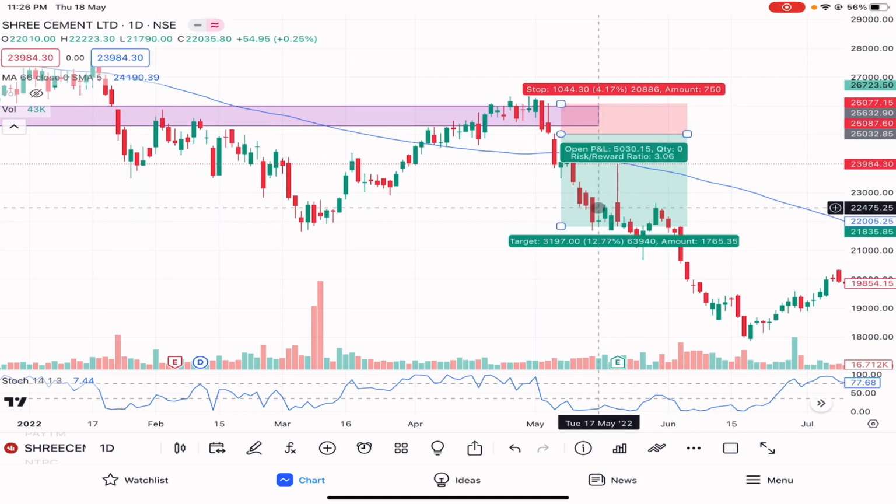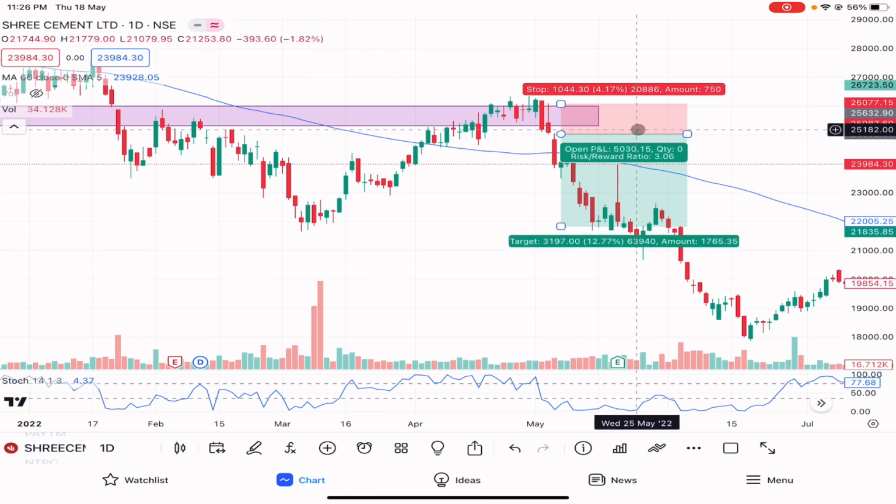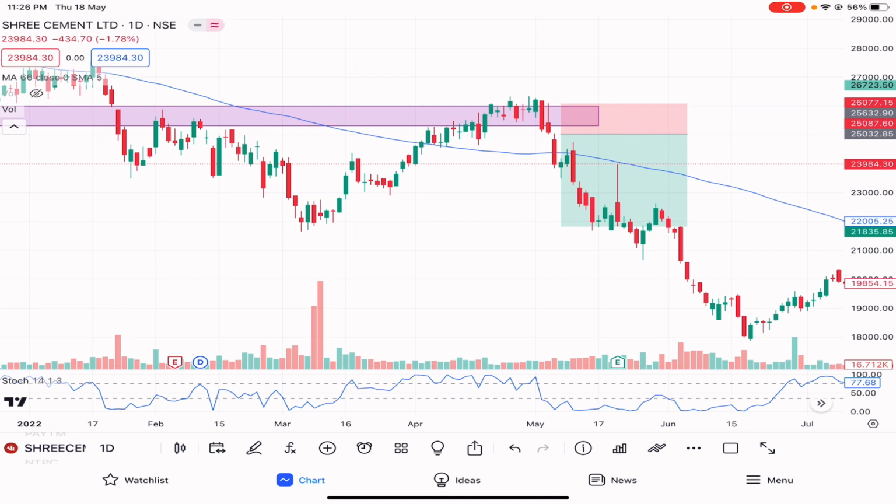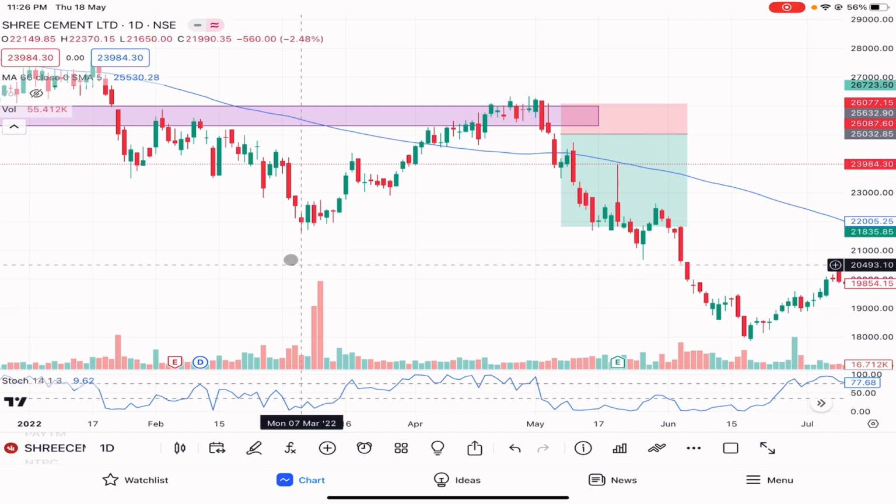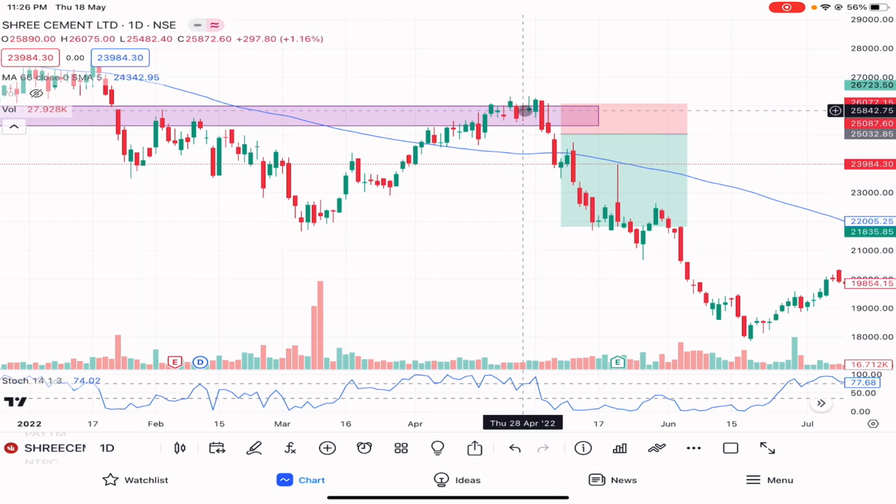Isn't that amazing? So that's what I have been trying to explain, that it is very, very essential for you to have a good risk reward system. And if you're trading a breakout or a breakdown, the stop loss must be set in such a place where your trade will get invalidated.